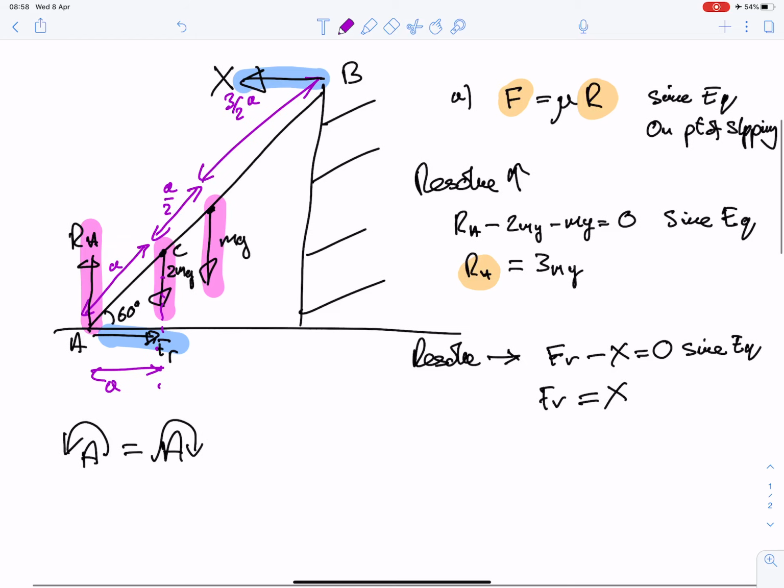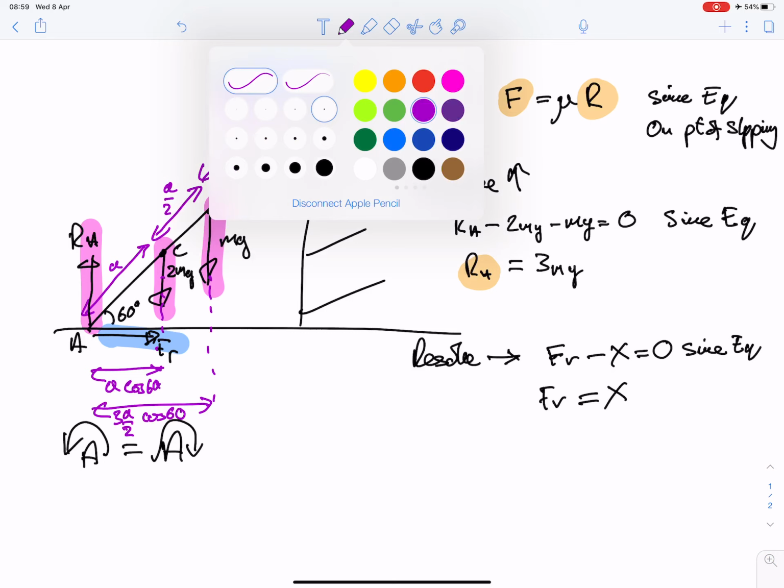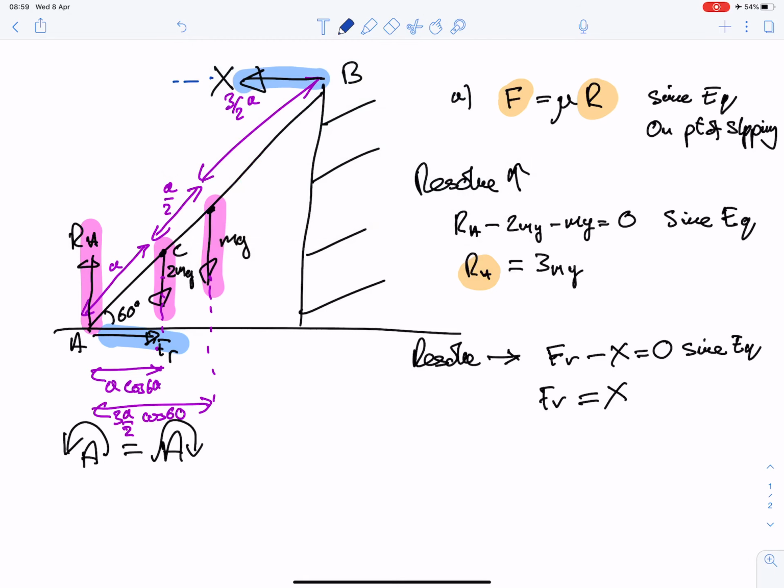And then we're going to find X. We've eliminated RA and the friction by doing that. So we're only going to have to find X. So if we take moments about A, let's have a look then at the distances. We're going to need the distances from A to the lines of action.